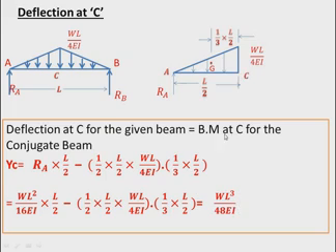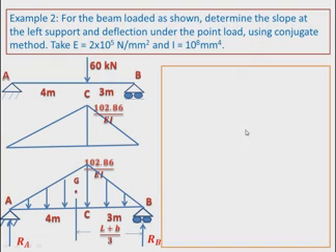How do you calculate it? It is nothing but the bending moment at C for the conjugate beam. Now take another problem. For the beam loaded as shown, determine the slope at the left support and the deflection under the point load using the conjugate beam. Here E is equal to 2 into 10 to the power 5 Newton per mm squared, and I is equal to 10 to the power 8 mm to the power 4.